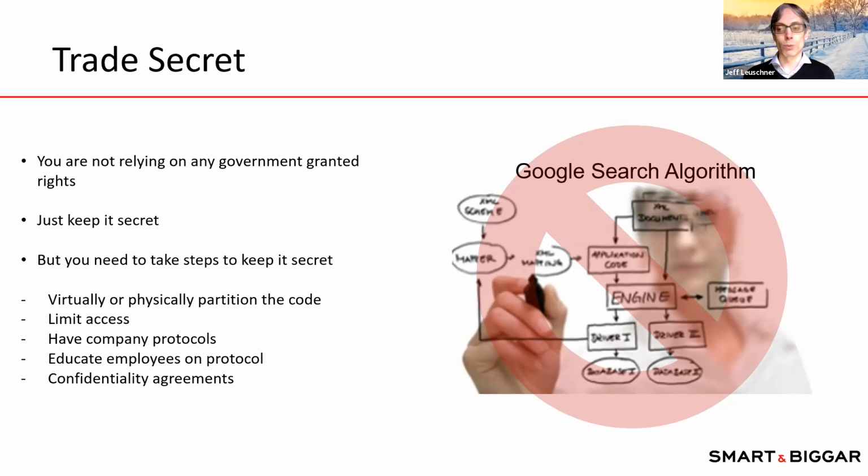Trade secret makes sense a lot of times when it's something hidden on a server that's hard to reverse engineer, like Google's search algorithm. The thing to note though is that just because you decide not to publish it doesn't mean it's automatically a trade secret. You have to treat it as a trade secret, which means taking active steps like virtually or physically partitioning the code, limiting access, having company protocols relating to it, educating employees on those protocols, and confidentiality agreements, etc. The idea being that if you do this, first of all, you're more likely to keep it secret. And second, if say a rogue employee misappropriated that trade secret and you had to take some action against them, like in court, you need to show that you considered this a trade secret, that the employee knew it was a trade secret, and that you had all these steps in place, and they broke those steps.